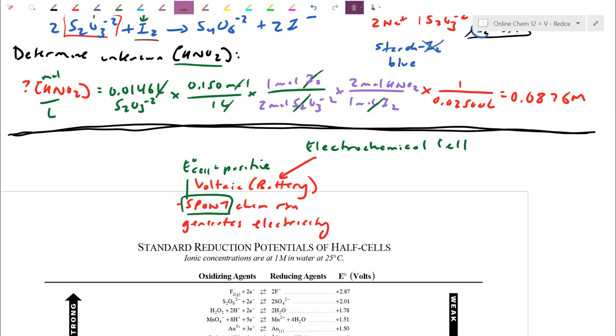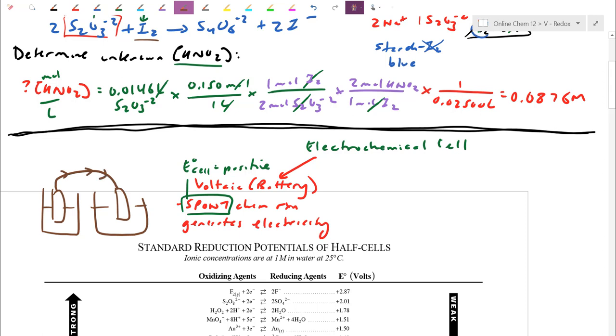Because the reaction was already spontaneous, we needed this to occur in two different half cells. One half cell occurs on the left, one half cell occurs on the right. We force the electrons to travel from anode to cathode through the wiring. We needed that salt bridge so that I can taper off the voltage as the electrons flowed in one direction. Today, we're going to start looking at an opposite type of cell.